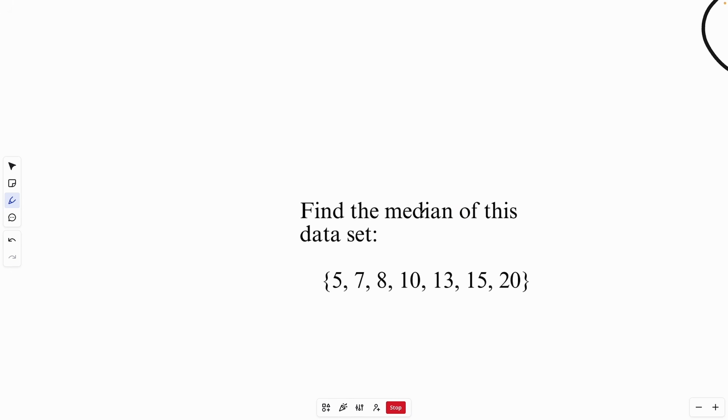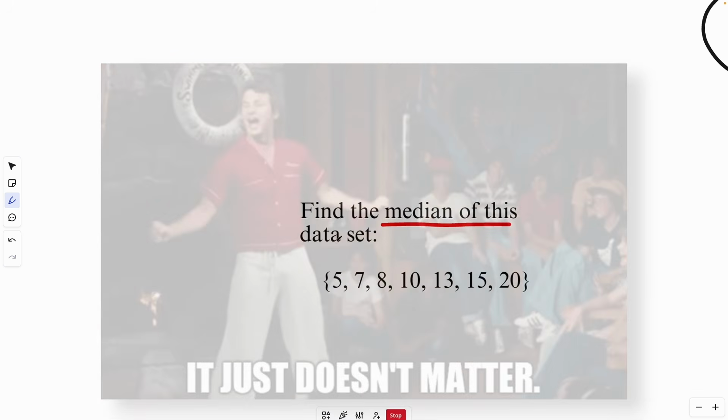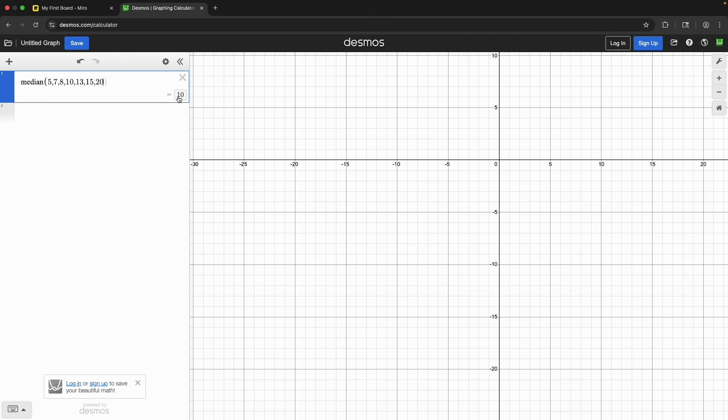Next, let's shift gears for a second. Find the median of this data set. Again, you actually don't really need to think about this because Desmos can do it for you. If you type in this, you'll see the median is 10. That's literally all you need to do. Maybe make sure that you type in everything correctly, but other than that, you're all good.